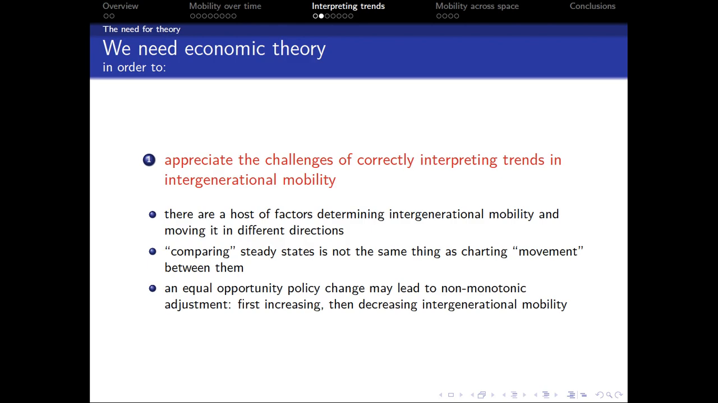And as I alluded to, and this is why I began the lecture with a restatement of the factors that influence beta, there's a whole host of factors determining intergenerational mobility, and these may move in different directions. It's also, in that model, a standard economic framing in the sense that we focus on comparative statics. Comparing steady states, two economies that differ in only one parameter and have settled into an equilibrium, is not the same thing as charting movement between them, which is what we're doing when we go to data on time series. And what we also get from an appreciation of the modeling of the movement between steady states is that there can quite reasonably be non-monotonic adjustments that last quite long, first increasing and then decreasing intergenerational mobility.